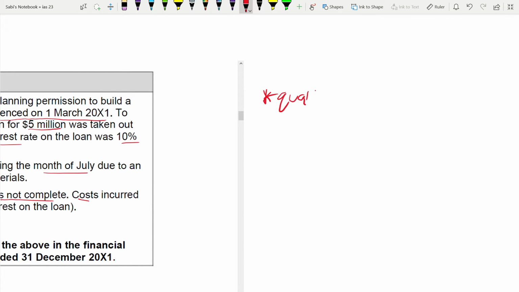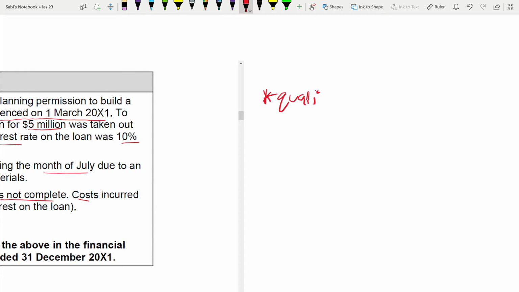You first need to check this in your exam also. Don't start capitalizing immediately. Check the asset. If the asset is not a qualifying asset, for example, you have taken a car. Can you capitalize borrowing cost if you're taking a loan on a car? No. You are taking a ready-made car. It is already built. You are not constructing it. It's not taking a long time to get ready. So it is not a qualifying asset, so you cannot capitalize it. You take the entire amount as an expense.